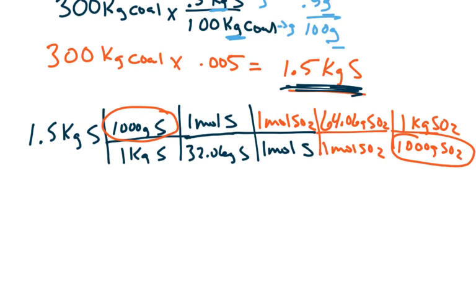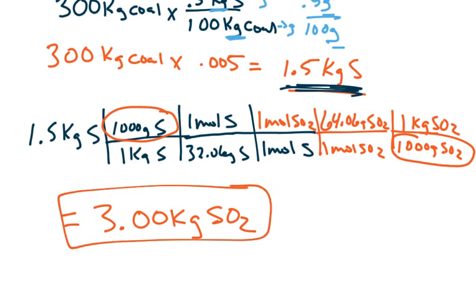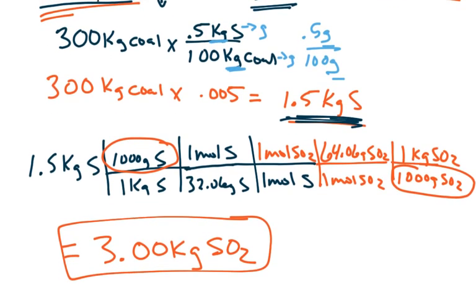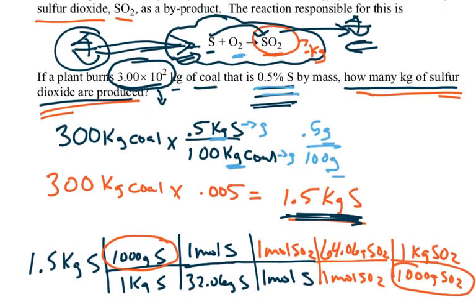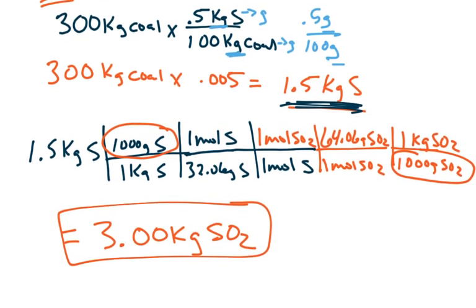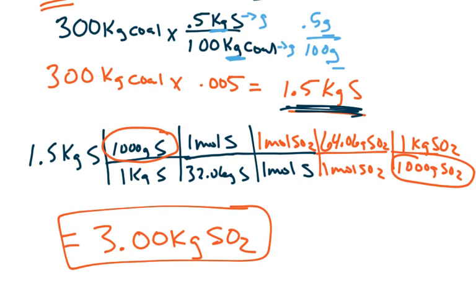So our answer then is 3.00 kilograms of SO2. 3 sig figs, that's how much we make. So again, going from here to here to here to here, the pattern's exactly the same as the last problem.